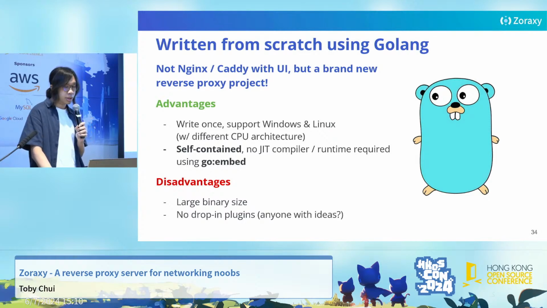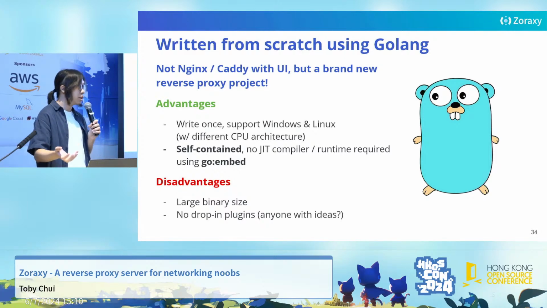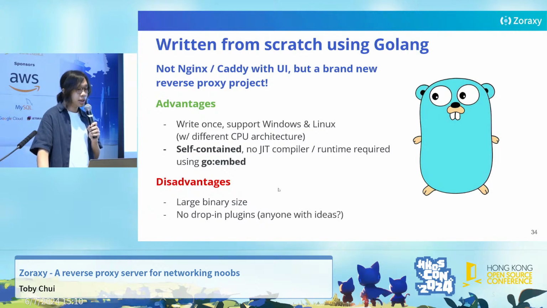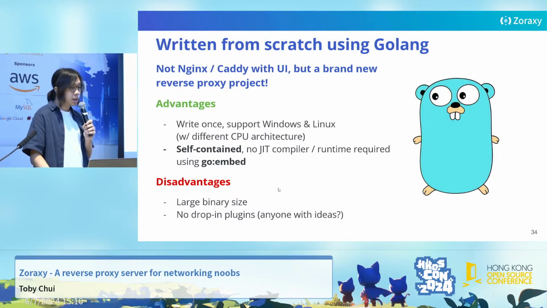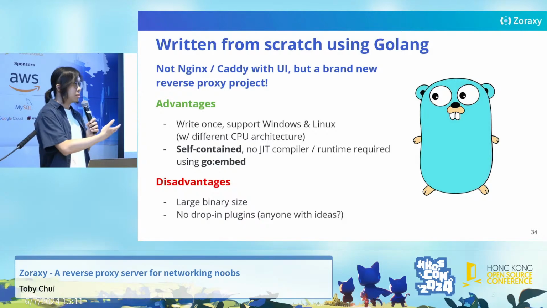The good thing about working in Golang is that it works on Windows and Linux natively with the CPU architecture, so if you have an old router or old PC lying around, you just flash it into it. And it is self-contained, so it doesn't require JIT or a runtime. And by the magic of Go embed, we can even embed all the web resources into the binary itself. So if you have Windows, double-click an exe file and your reverse proxy is deployed. It's that kind of simple.